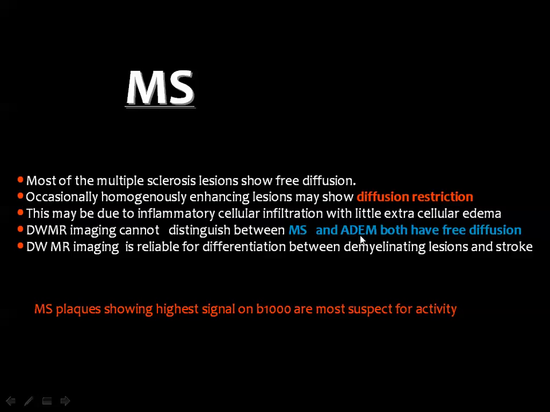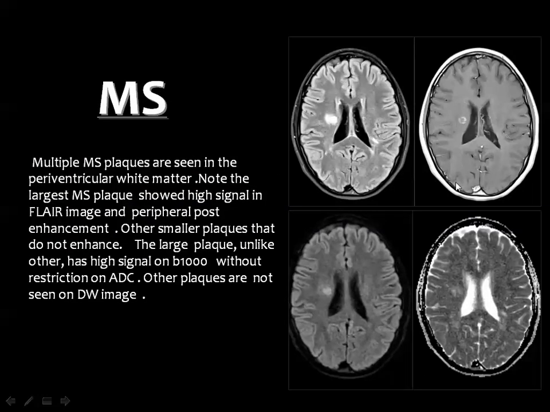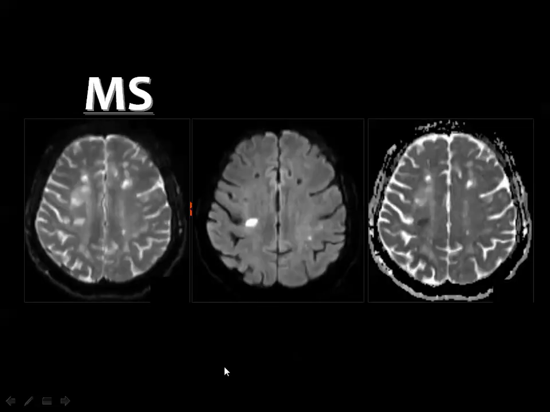In spite of that, ADEM is an inflammatory process which is expected to induce diffusion restriction, but ADEM in particular will show free diffusion. Lesions of ADEM will show free diffusion, and also lesions of MS will show free diffusion. Then here you see a lesion of MS which is well demonstrated in the FLAIR image. It shows some enhancement after injection of contrast, and the lesion is a little bit bright in the diffusion weighted image. May suspect that there is some diffusion restriction here.